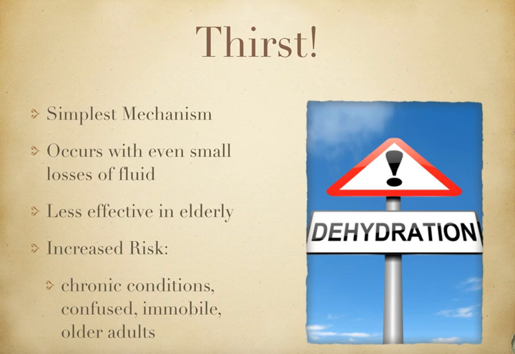Okay, so then that brings us to thirst. Thirst is the simplest mechanism we have, that it is triggered with even small losses of fluid, but it is less effective in elderly. Elderly people have a decreased thirst sensation. And there's an increased risk with chronic condition, those who are confused, those who are immobile, older adults, that they're going to not have an adequate thirst mechanism. So we want to monitor these patients for signs and symptoms of dehydration.